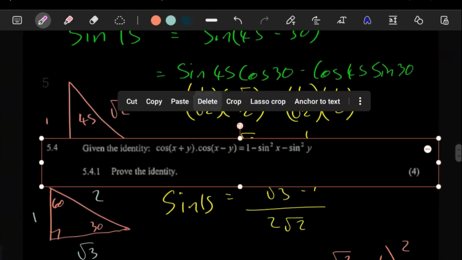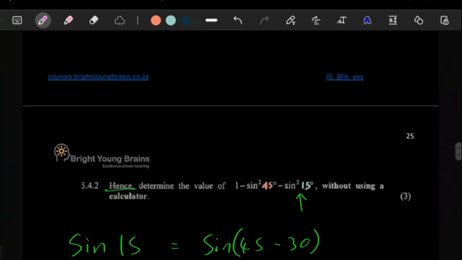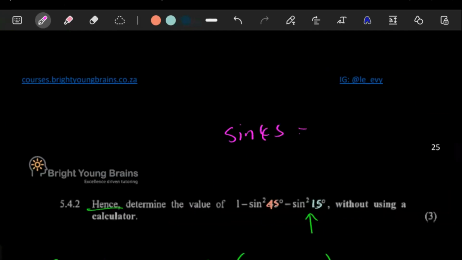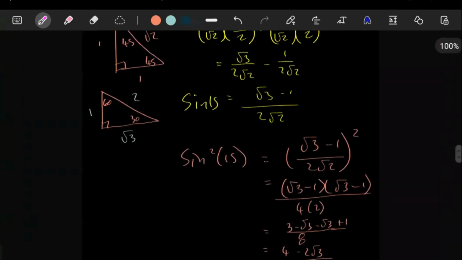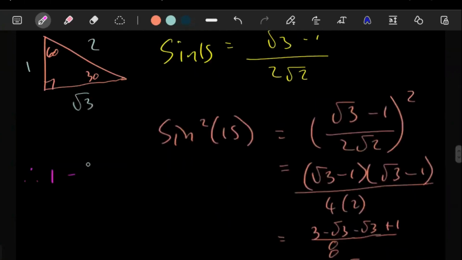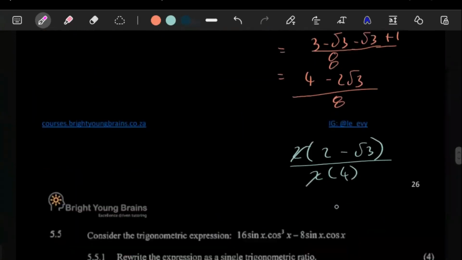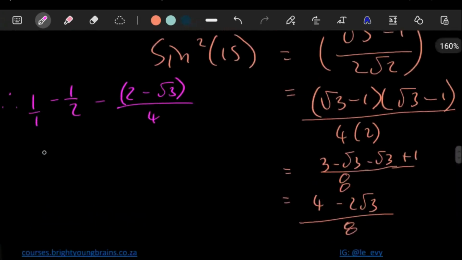Well, this we don't need, so let me just delete this part. So let's see, sine squared 45. What do we have for that? Sine 45 is 1 over square root of 2. So if you square this, you have 1 squared over this squared, which is just a 2. So this is a half, and this is a 1. So our answer is going to be 1 minus a half, and then minus this value here, which is just 2 minus square root of 3, the whole thing over 4.